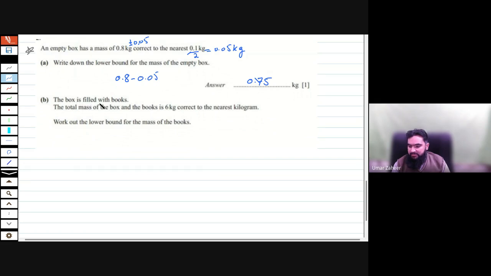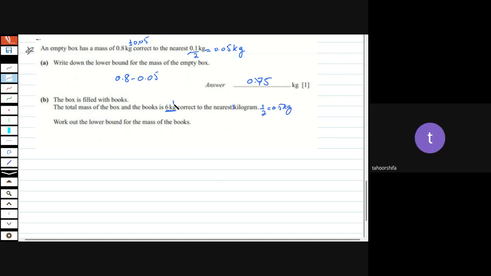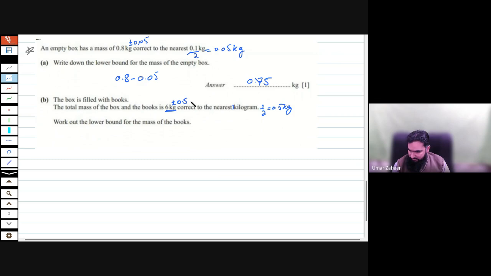The box is filled with books. The total mass of the box and the books is 6 kg, correct to the nearest 1 kilogram. So 1 divided by 2 will be 0.5 kilogram, so plus minus 0.5 kilogram. You must write these values because look here: here you have 0.05, here you have 0.5. So you have to write the values with the given value.